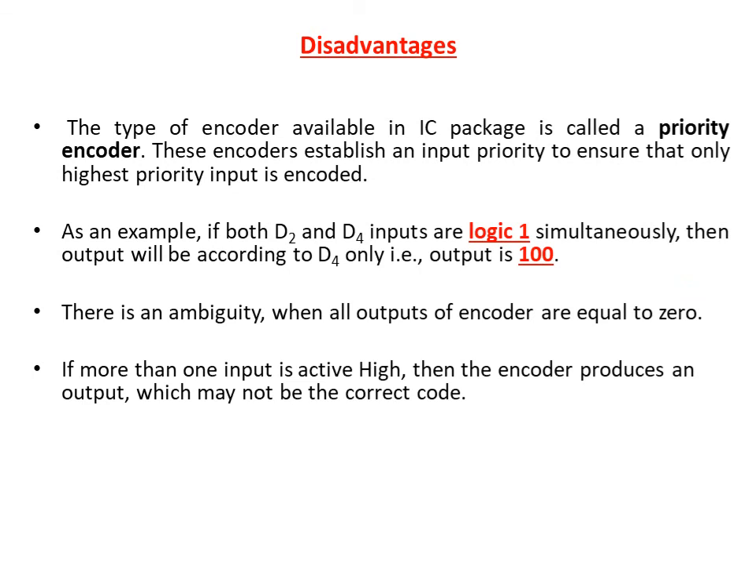The type of encoder available in IC package is called priority encoder. These encoders establish an input priority to ensure that only the highest input priority is encoded.